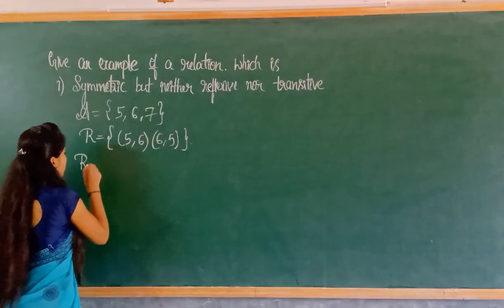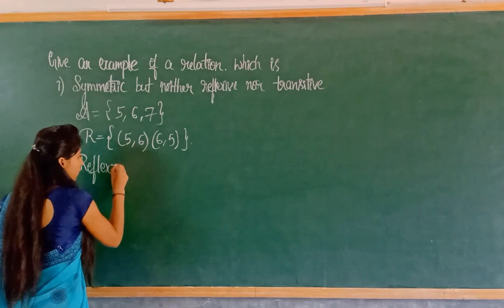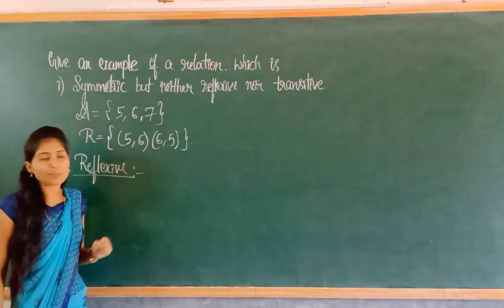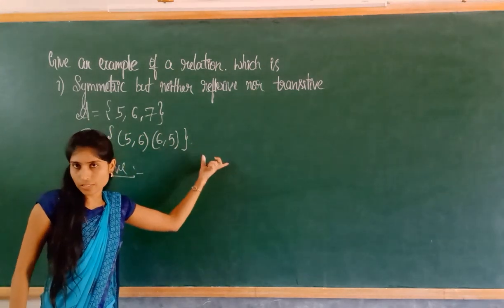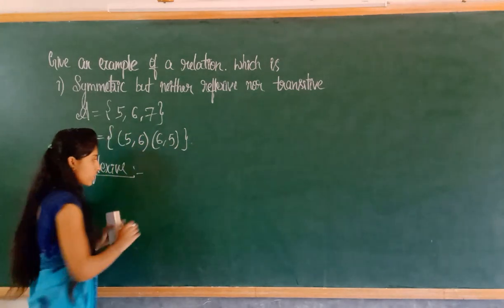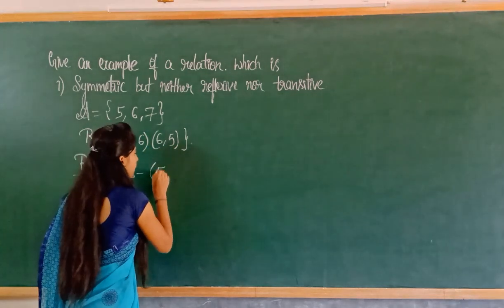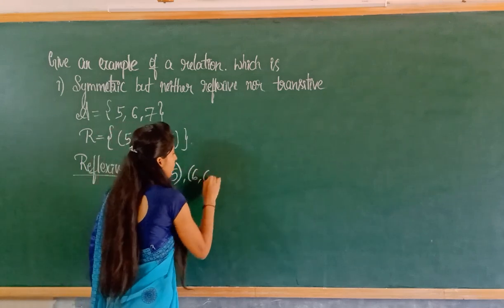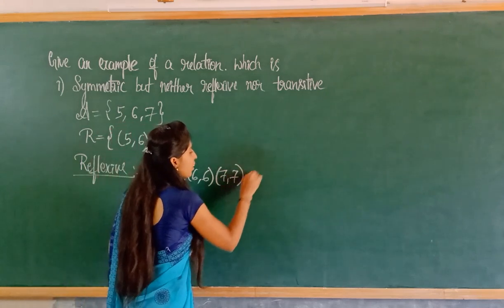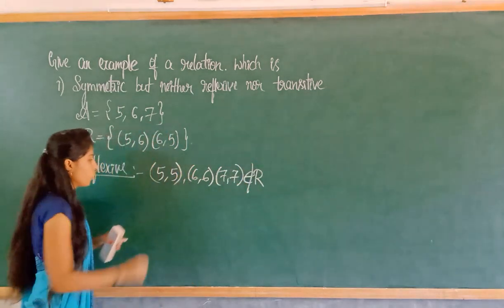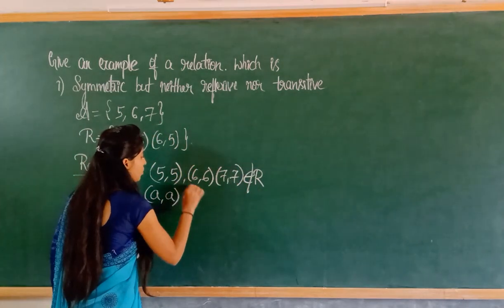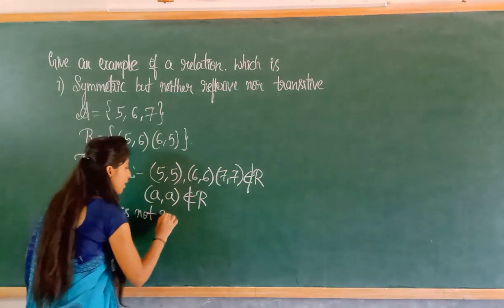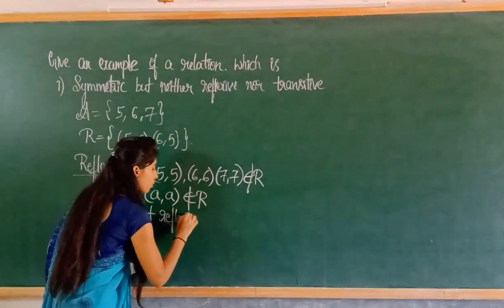First condition is reflexive. For reflexive, the condition should be what? All the elements of set A should have double pairs, that is (5, 5), (6, 6), (7, 7), right? So this is not reflexive. Here (5, 5), (6, 6), (7, 7) do not belong to this relation. Therefore, (a, a) does not belong to R. R is not reflexive.